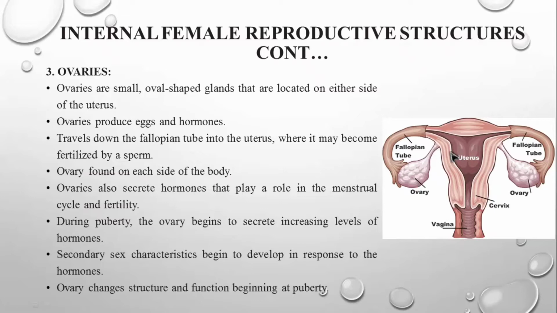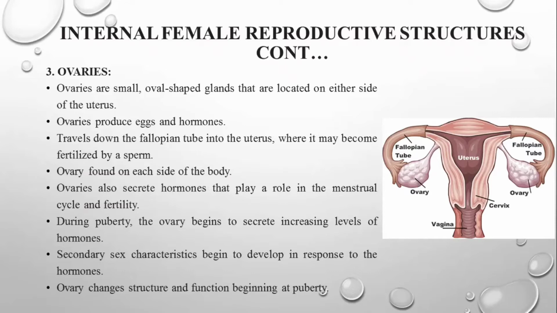An ovary is found on each side of the body, and the ovaries also secrete hormones that play a vital role in the menstrual cycle, as well as in the process of fertilization. During puberty, the ovary begins to secrete increased levels of hormones, and the secondary sex characteristics begin to develop in response to the hormones.